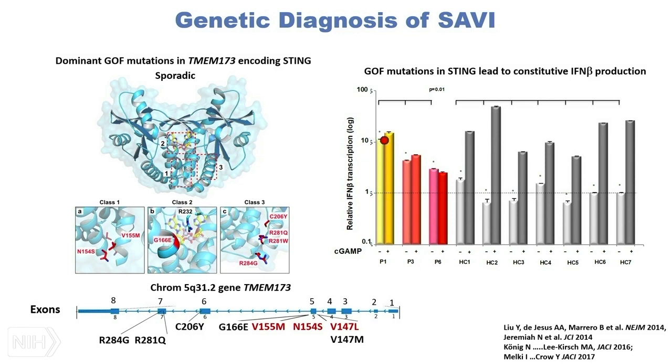The mutations cause constitutive activation of interferon beta transcription, which cannot be further activated with something that activates the STING pathway, cGAMP, but you see that nice response to cGAMP in healthy controls.